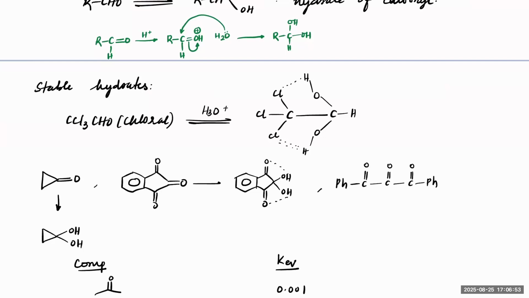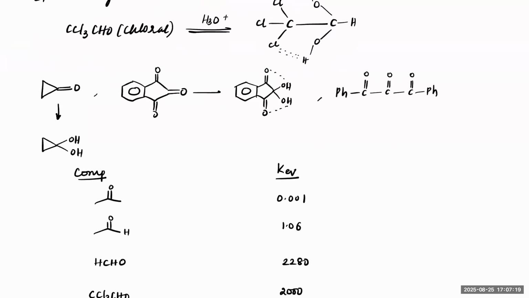Which of those hydrates? See, first one, chloral. CCl3CHO. This is called chloral. Chloral on hydrolysis, this aldehyde will convert into OH and OH, and the chlorine from the other carbon will make a hydrogen bonding with it. Clear? Now, is there any other group?